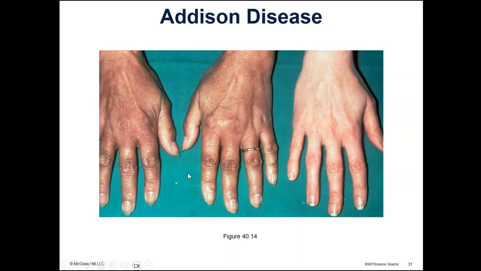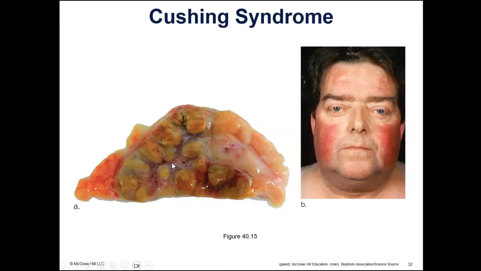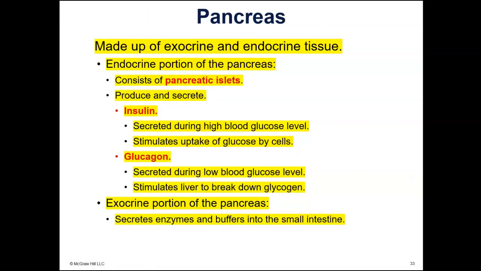And I'm looking at my own hands right now, and it's not like defined muscle here, but you can tell a difference. If you compare your hands to these hands and look at the thumbs, you can really see the wasting of the muscle tissue. And then here is Cushing syndrome, and what a person looks like who has Cushing syndrome. And then we're going to talk about the pancreas, which is a very important gland.